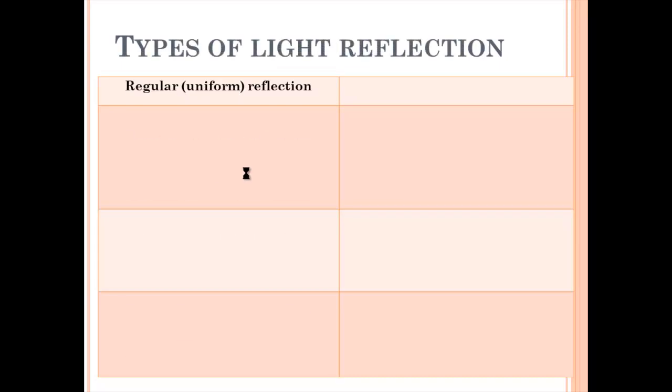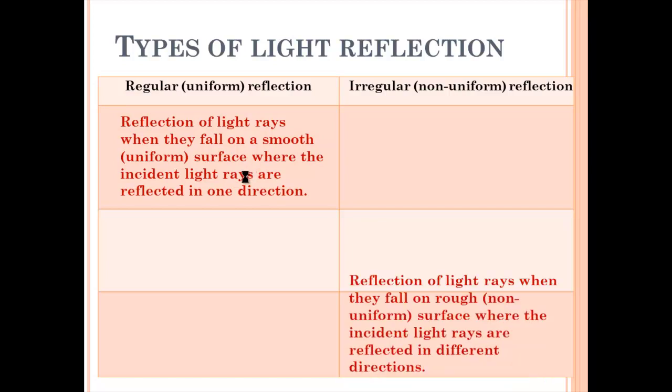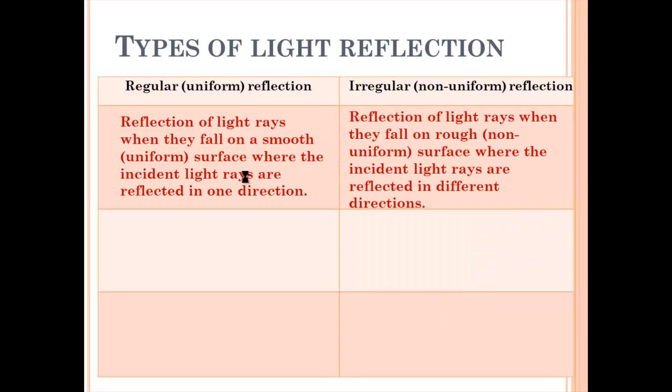Light reflection is of two types: regular or uniform reflection, and irregular or non-uniform reflection. What are the differences between them? Regular reflection is the reflection of light rays when they fall on a smooth, uniform surface, where the incident light rays are reflected in one direction. But irregular reflection is the reflection of light rays when they fall on a rough or non-uniform surface, where the incident light rays are reflected in different directions, not in one direction.